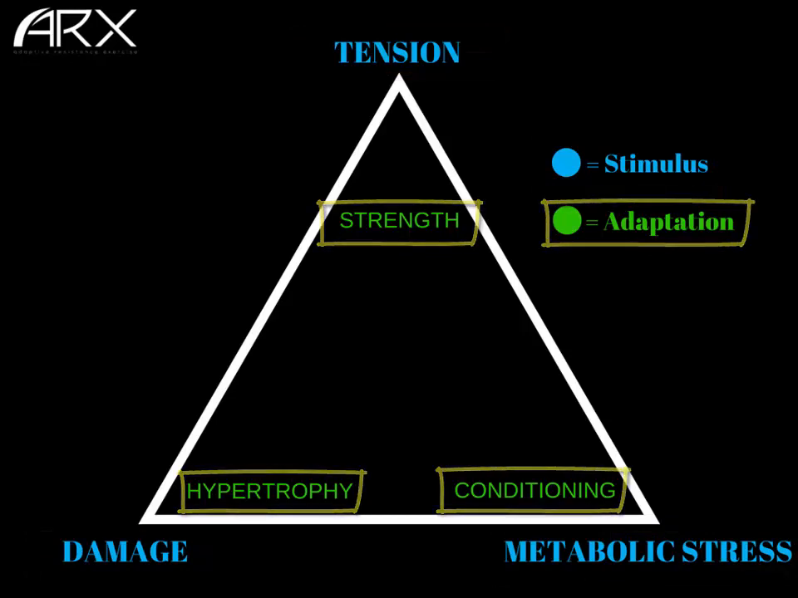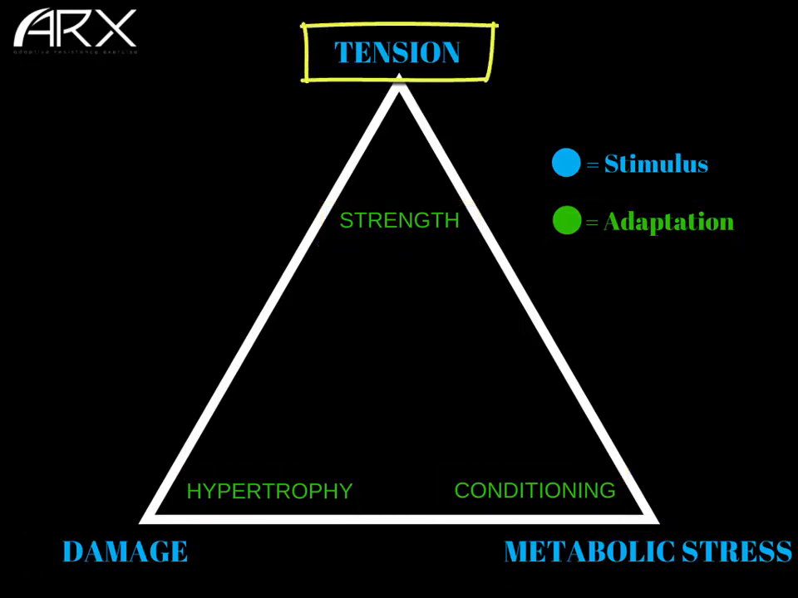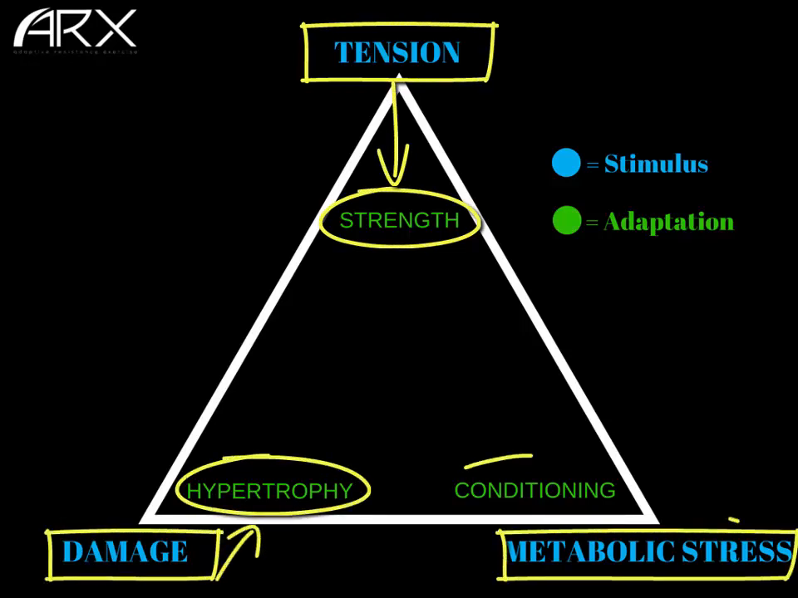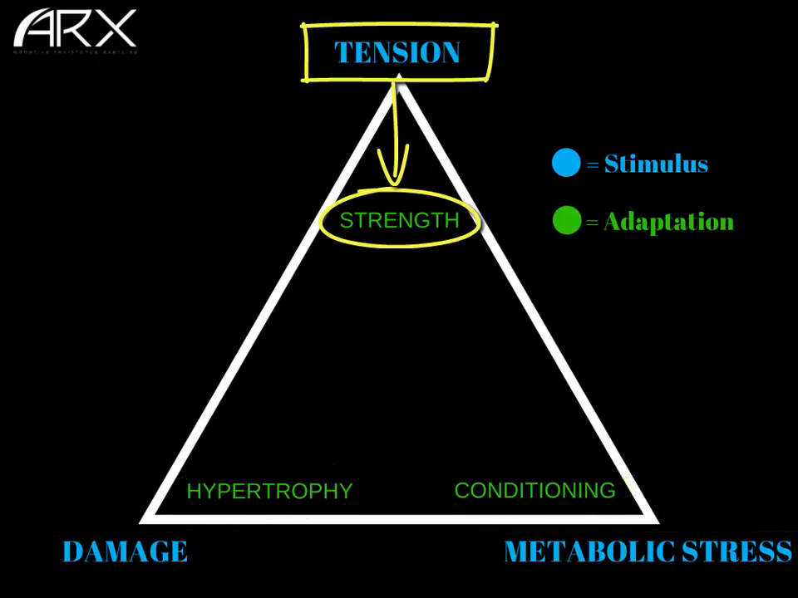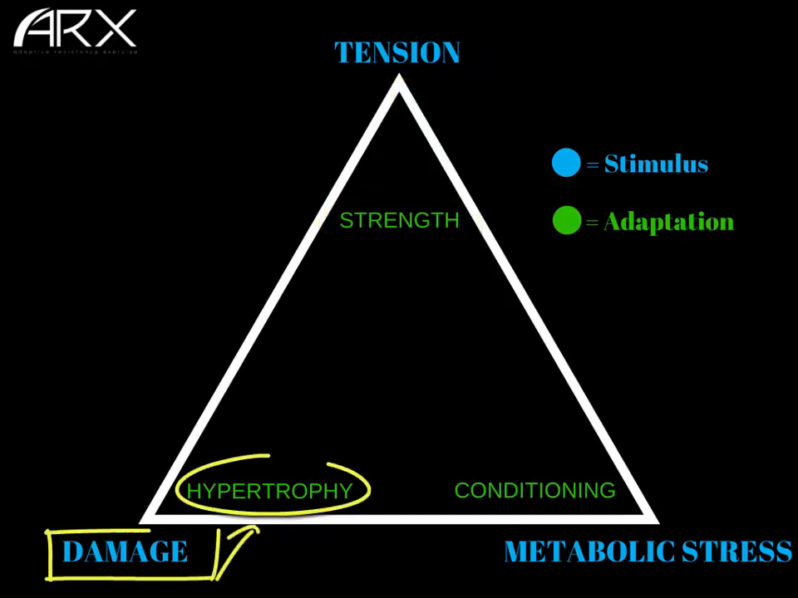And they're paired up. So tension gives you more strength. More damage gives you more hypertrophy. More metabolic stress gives you more conditioning. By tension, it usually means weight on the bar, mechanical tension on the system as you exercise. Damage means muscle damage, microtrauma, damage to the actual muscle fibers.